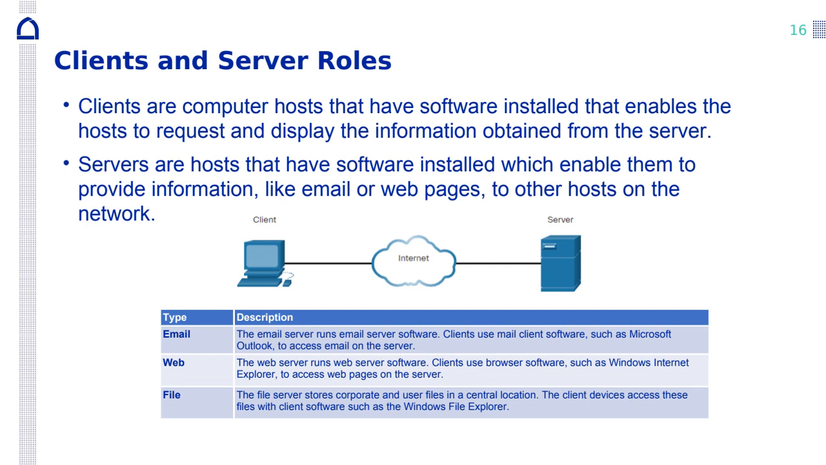Email runs email server software. Web runs web server software. For example, we had Windows Internet Explorer. Now we use Microsoft Edge or Google Chrome. A file server stores corporate and user files in a central location. For example, we use Windows File Explorer to access them. You know the Windows File Explorer? This one. The File Explorer. See this one? Yeah, File Explorer.